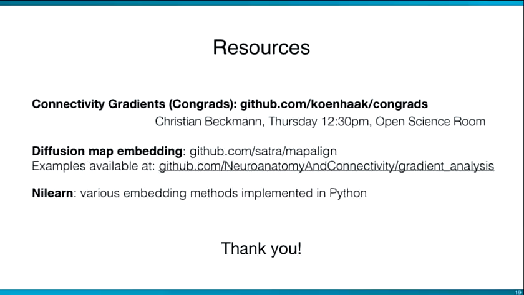Diffusion map embedding, which has been on GitHub for a bit longer, and is the one that we've been using in my group, is available through Satra's GitHub account. There's the repo mapalign, and some examples of how to use that are available at this URL here. And of course, NiLearn has numerous methods based on scikit-learn for embedding of connectivity data implemented in Python that I can highly recommend.